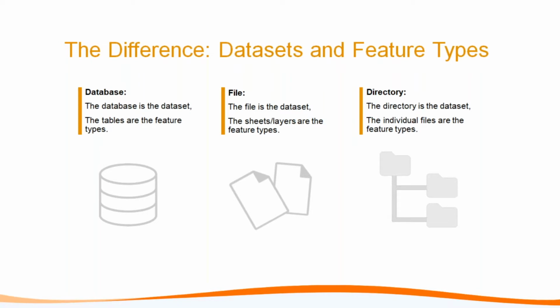The parameters I mentioned in the last slide are used to control how FME interprets your data and whether the parameters will be applied to the entire data set or just to individual feature types.